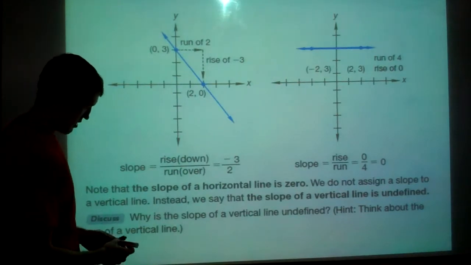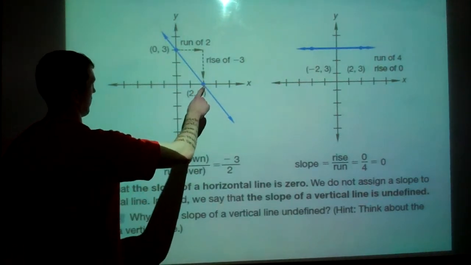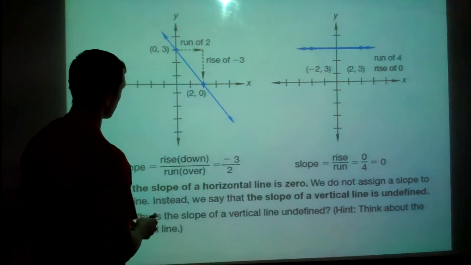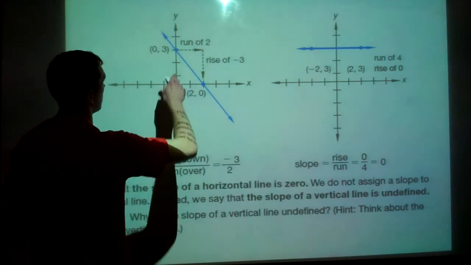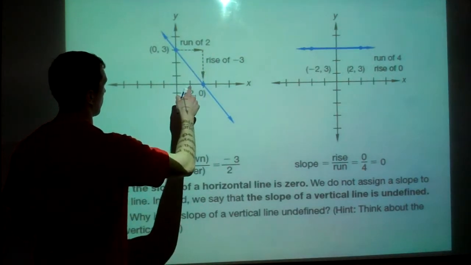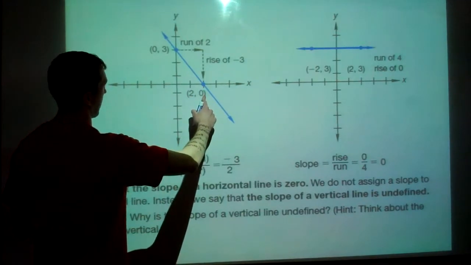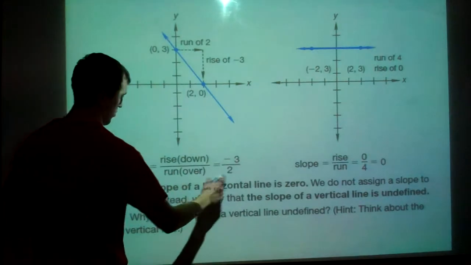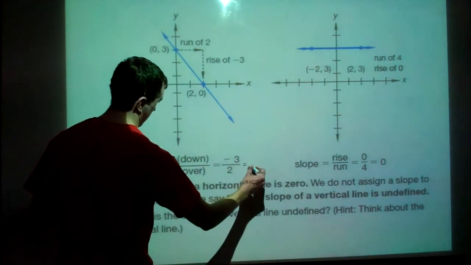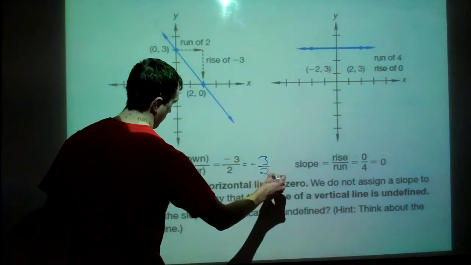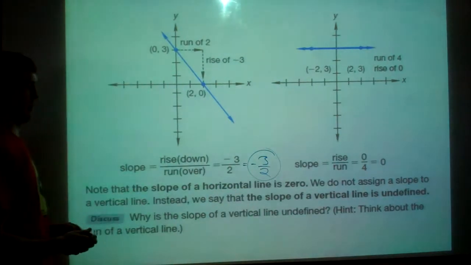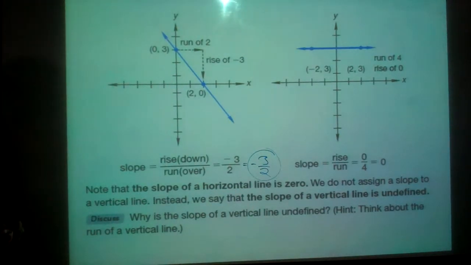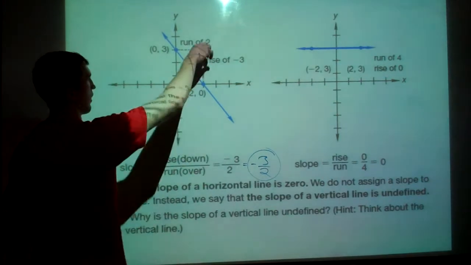Let's see why. They chose this point and this point. And it is over 2, so 1, 2, and then down 3, 1, 2, 3. So over 2, down 3 is a -3/2 slope. So that's why we get negative there, because we're going down. Okay?